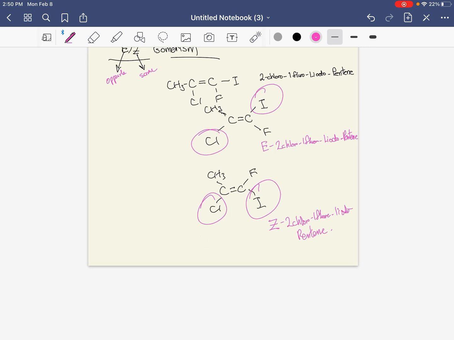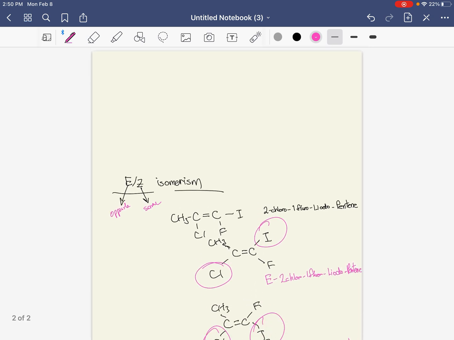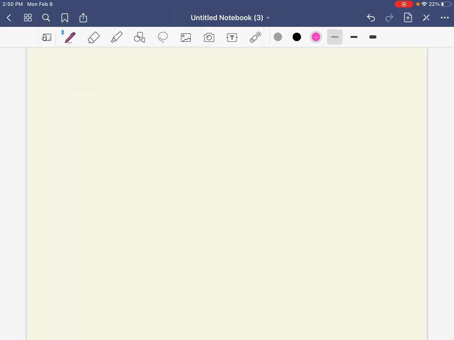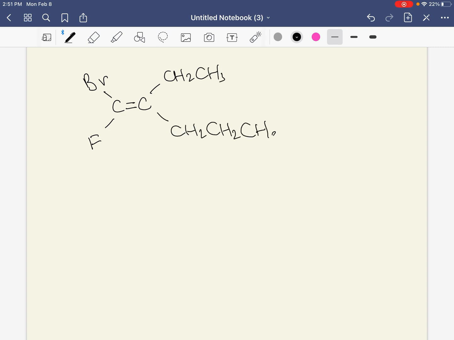So let's do a more difficult example. Let me clear this up. Now let's do a more difficult example. Okay? Let's do this one. Let's have a whole bunch of things bonded to this. I'm not even going to attempt to name this, but I can. It's actually pretty simple. Yeah, why not? Let's name this, for practice's sake.